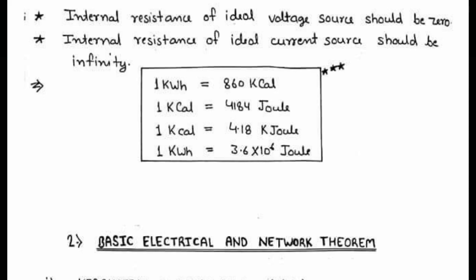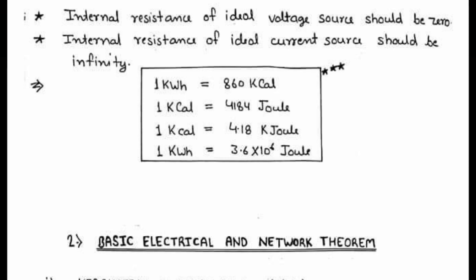The internal resistance of an ideal voltage source should be 0. Ideal voltage means there is no internal resistance. Therefore, the ideal voltage source's internal resistance will be 0. The internal resistance of an ideal current source should be infinity. This we have to remember.